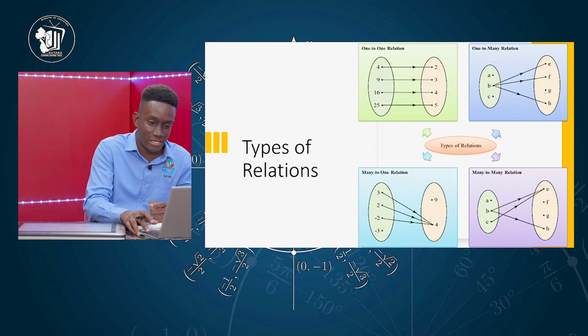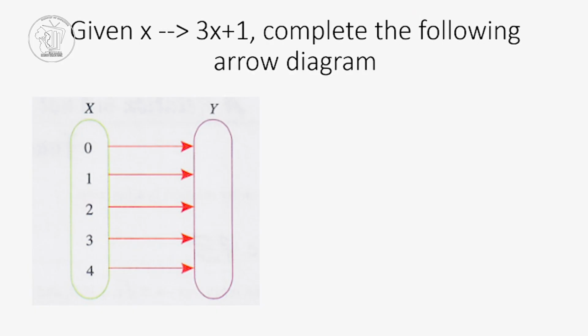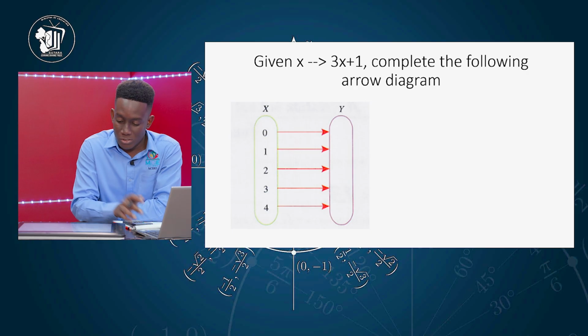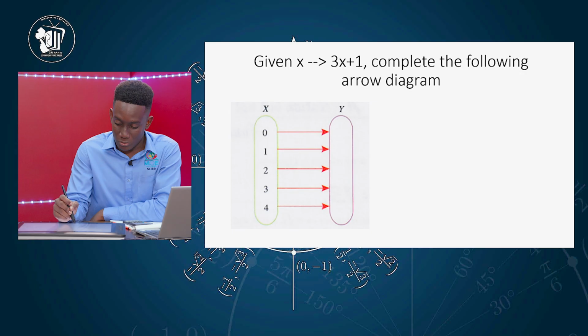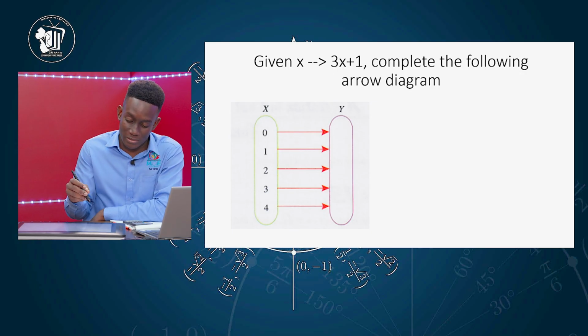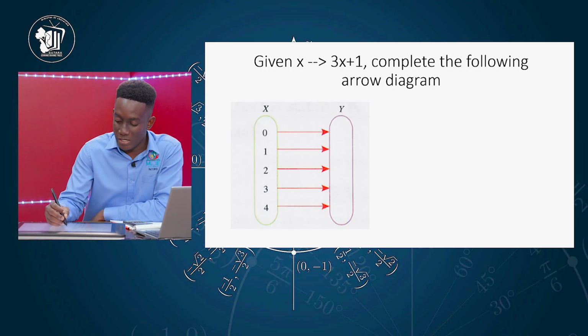So let's look at the next exercise now. This exercise is, given X is mapped onto 3X plus 1, complete the arrow diagram. So we have all of the elements in the domain, which is X, and it's being mapped onto the codomain using the rule 3X plus 1. So you have to take each element in the domain and plug it into this rule, and we'll receive an element in the codomain. So for the first one, we have 0.